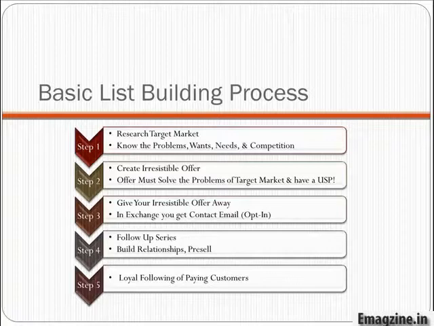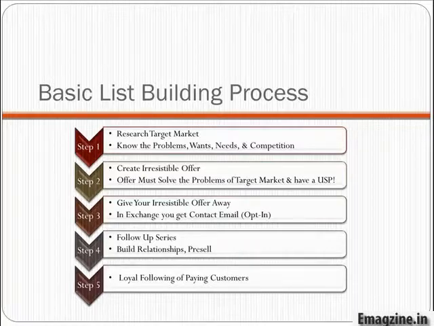Step number 3 is give your irresistible offer away. In exchange, you get the contact email or the opt-in. And that's basically what gets that person on your list. You take that irresistible offer, you take it to your target market, and they give you, in exchange for that offer, their important contact information.